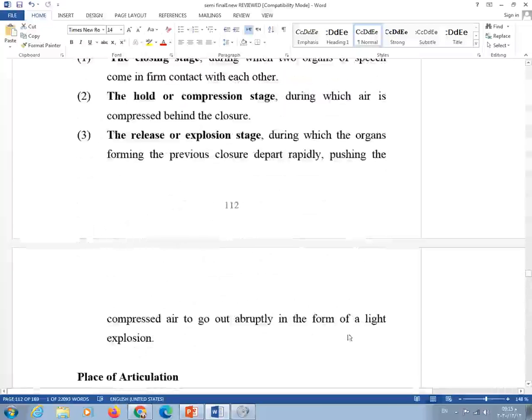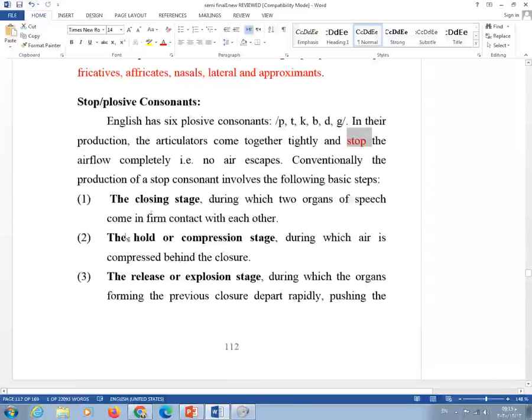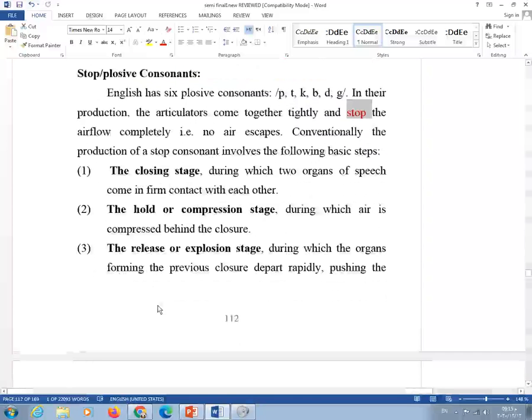خلاص يبقى أول حاجة, first stage: I close the air stream, and then air is built up, بيتكون, or is held somehow behind the closure, compressed behind the closure. And number 3, المرحلة الثالثة بقى release, إنتاج الصوت وإخراج الهواء علشان ننطق الصوت.